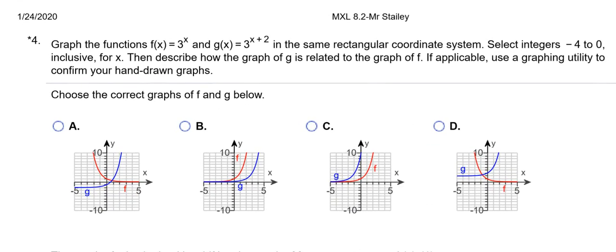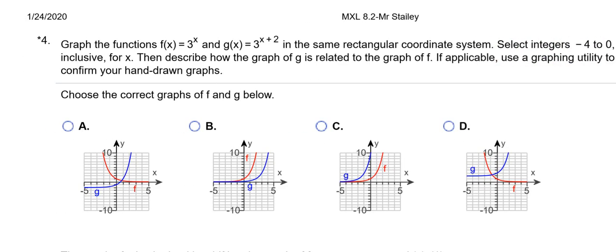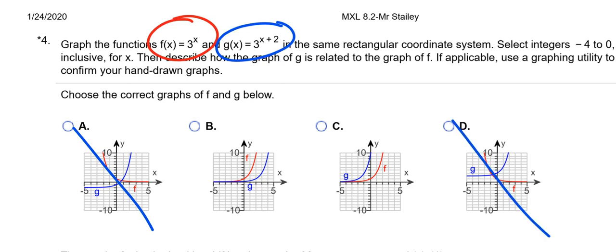Okay, now you might have to look at mine with the blue and the red. The original function f will be in red. And for you, that would be a lighter color on the black and white copy. And the darker one would be the blue one. How do I know right now that A and D are bad choices? Yes, these are exponential growth, and you can clearly see A and D have decay in them. So we really only have two choices here.